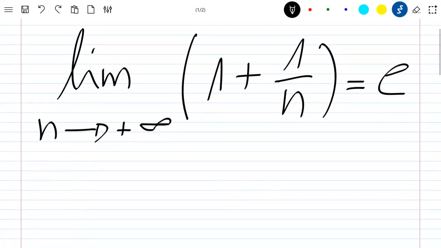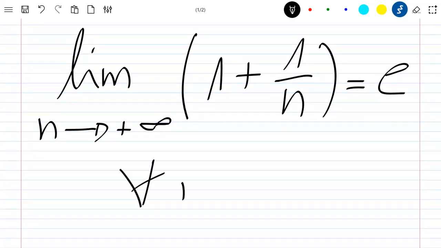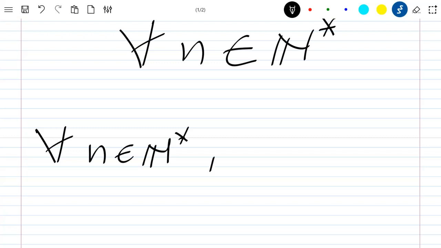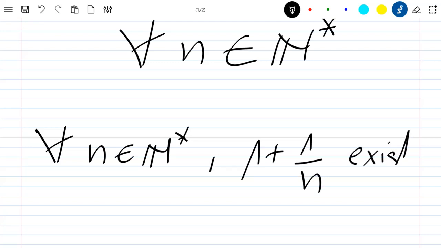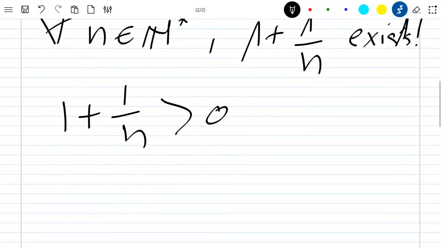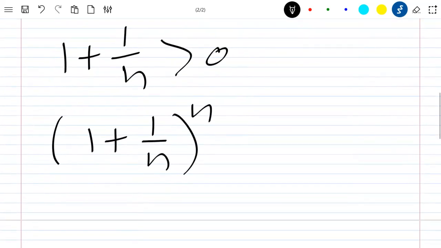So let's show that this limit is equal to e for all n a non-zero natural number. First of all, you can see that for all n natural number non-zero, 1 + 1/n exists. So this number exists and is strictly greater than 0. What does this mean? This means that (1 + 1/n)^n also exists.